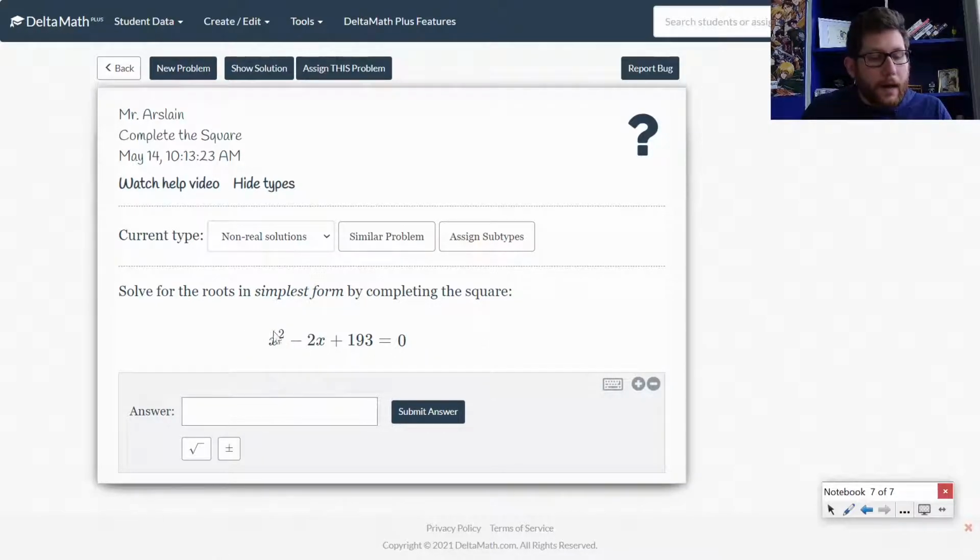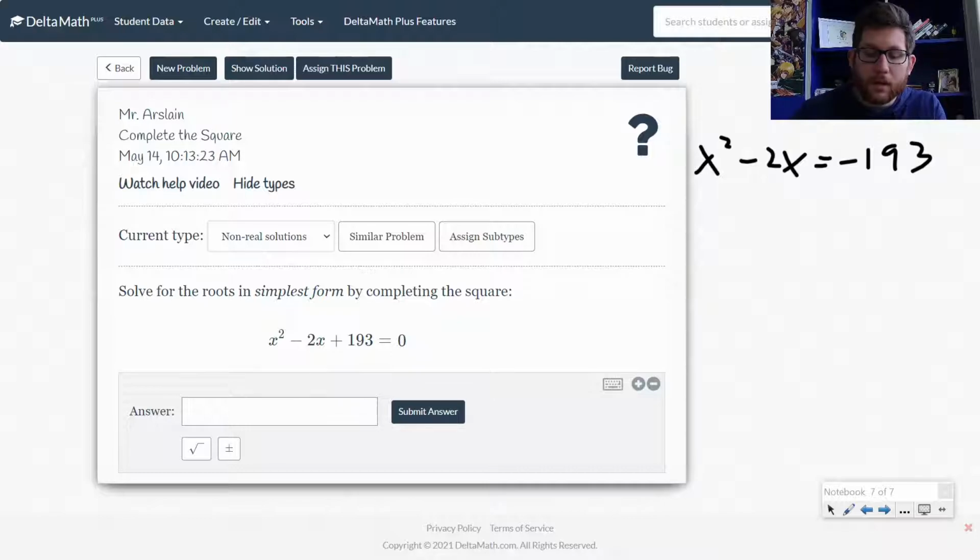So here we have x squared minus 2x plus 193 equals 0. So remember how we set this up. We set it up by going, okay, x squared minus 2x is equal to negative 193. I'm just going to go ahead and get the x's on one side, constants on the other side.